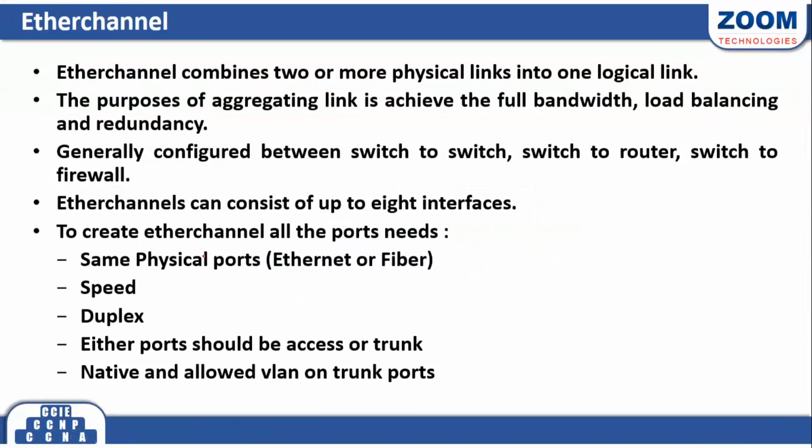So to create an EtherChannel, all ports need the same physical port type, same speed, and same duplex. Either both ports should be in access, or both should be in trunk. Native VLAN means local VLAN, which is VLAN 1, plus allowed VLANs on trunk ports. Then only you can create the EtherChannel.